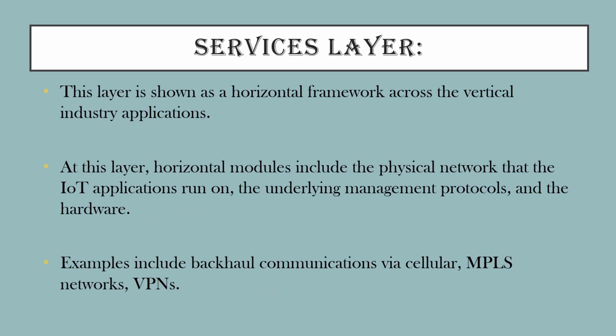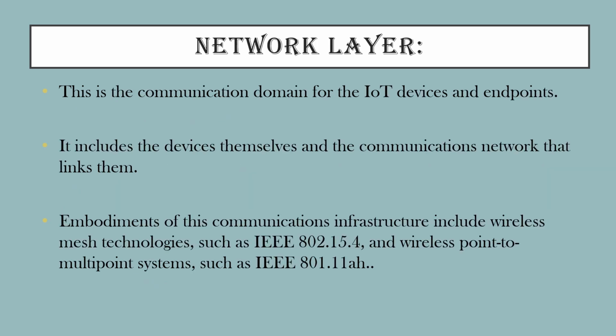In this service layer, the horizontal framework is across the vertical industry application. At this layer, horizontal modules include the physical network that the IoT application runs on, underlying management protocol and the hardware. Examples in this service layer are backhaul communication via cellular, MPLS networks and VPNs.